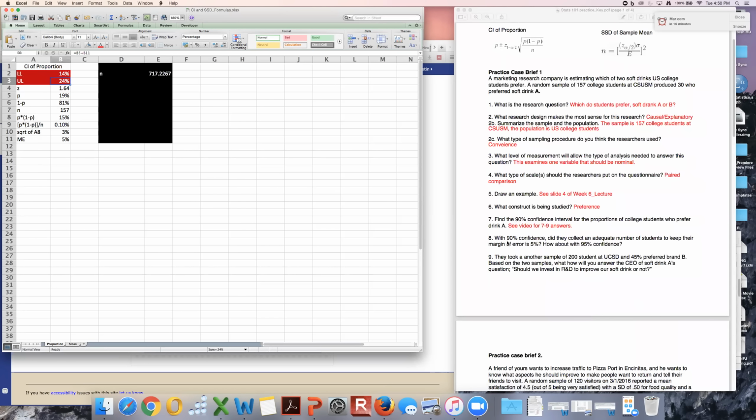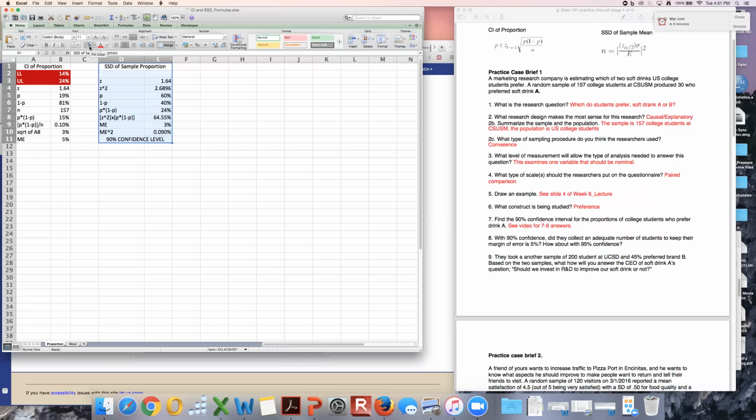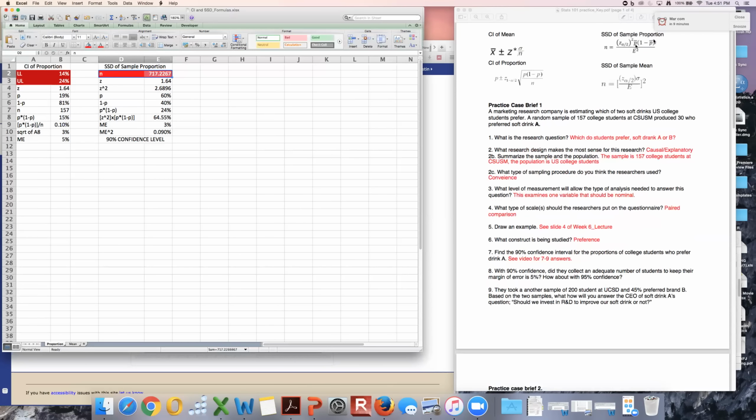So the next question is, with 90% confidence, did they collect an adequate number of students to keep their margin of error? And then how about with a 95% confidence interval? So now this is the equation as you see up here, sample size of a proportion. And this is broken down for you really easily here. And again, you just plug and chug, okay?